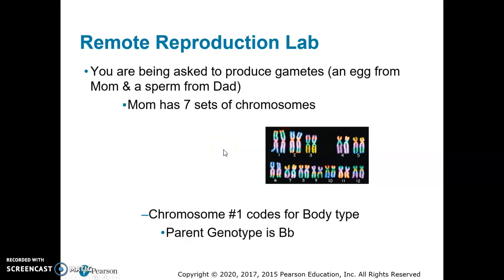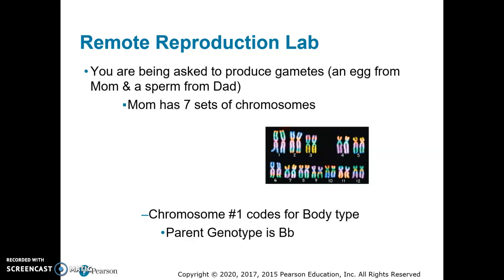Because mom's diploid, from her diploid somatic cell, or body cell, she is going to produce a gamete called an egg. So I'm giving you the genotype of the parents, and the genotype just means the genetic type, or the letter combination. Chromosome number 1 in our activity is going to code for the body of the baby that you're going to have.